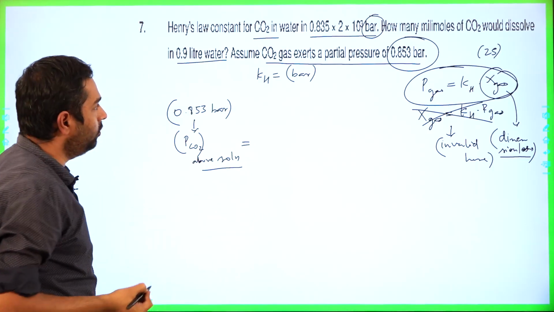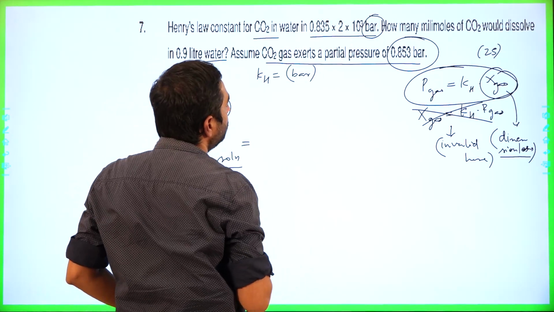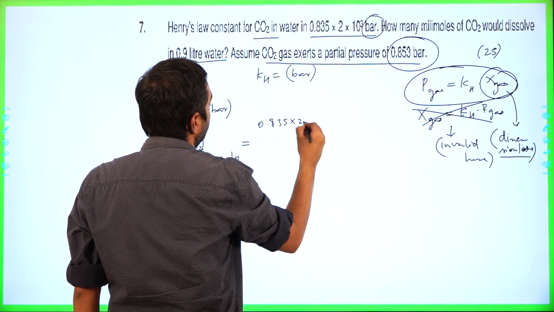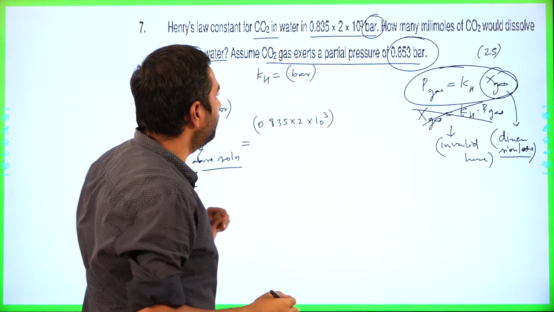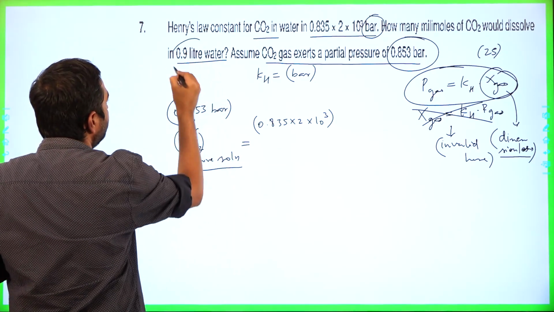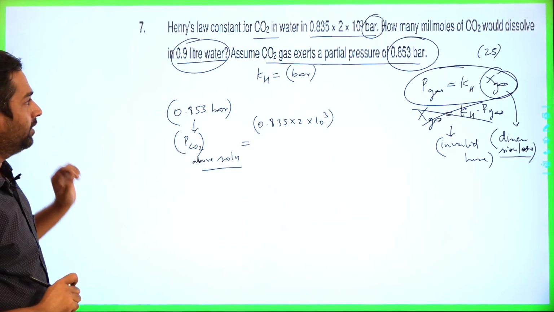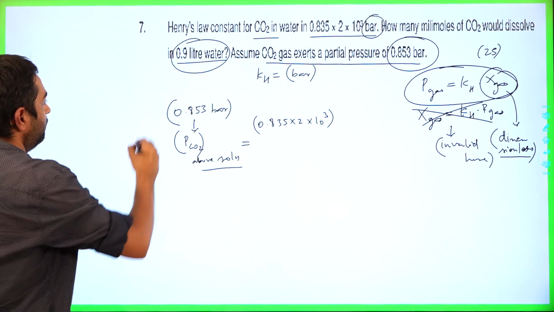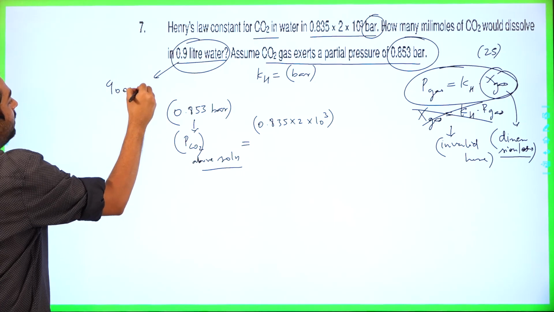This is going to be equal to kH into chi. kH has been given as 0.835 into 2 into 10 power 3. So it is going to be 0.835 into 2 into 10 power 3 multiplied by chi of gas. Here is where things get a little bit more interesting. 0.9 liters of water. What is meant by 0.9 liters of water in this particular case here? When you are going to be considering 0.9 liters of water over here, first off, let's translate that into how many ml. This of course works out as 900 ml.